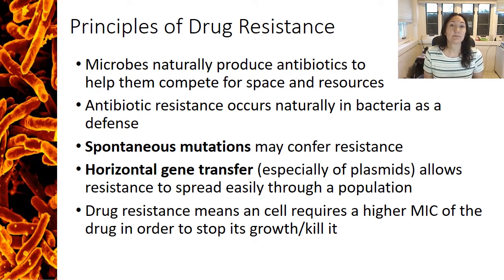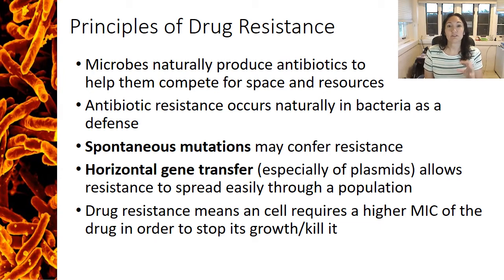Remember that MIC is the minimum inhibitory concentration. It's the lowest amount of drug that we can use to control the microbe. If the microbe's genetics have changed, its phenotype is now different and it can handle the drug better. And so we need higher amounts of the drug in order to control it. Eventually, it's impossible to achieve those higher amounts within the body. And when that happens, we can no longer treat that organism with that drug, and we say it's become fully resistant to it.